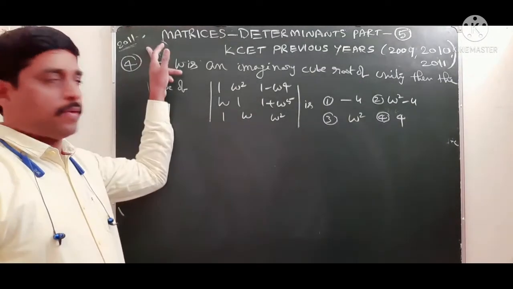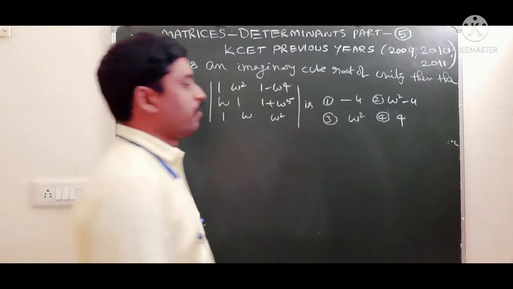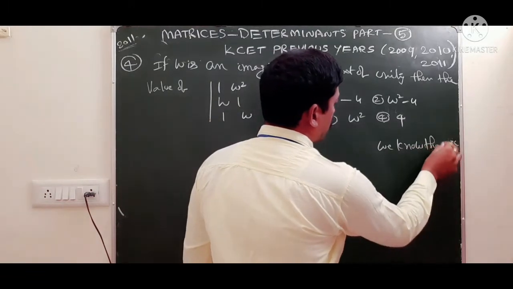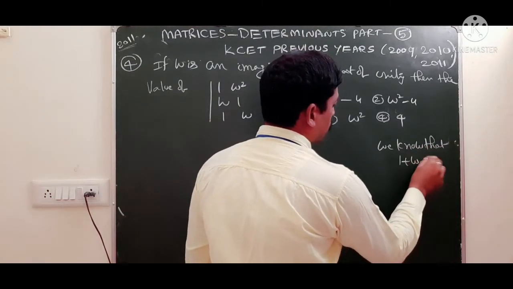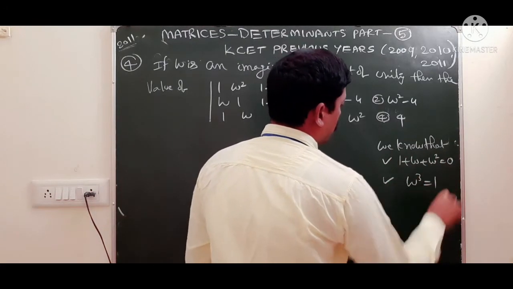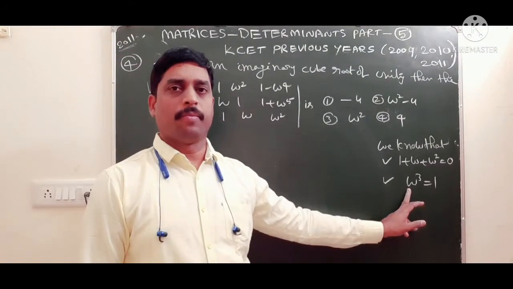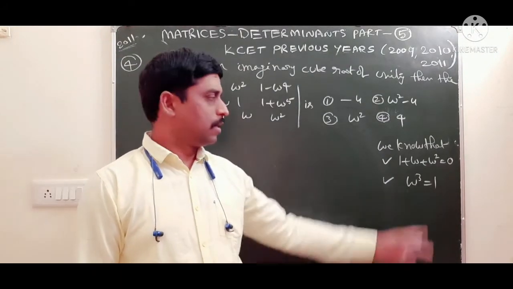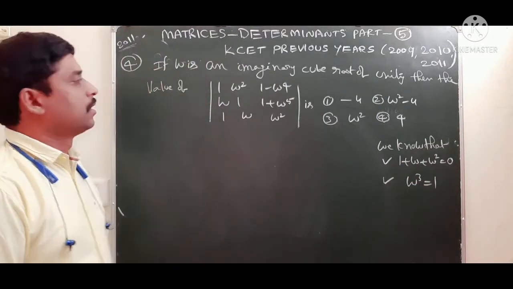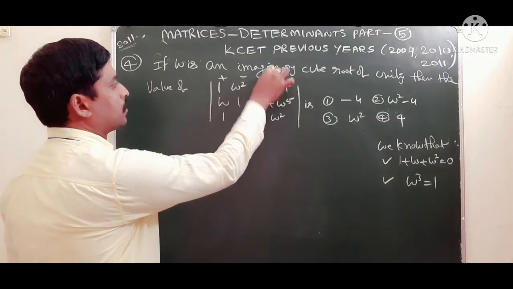This is from 2011. Omega is an imaginary cube root of unity. We know that the sum of roots, 1 plus omega plus omega square, is equal to 0, and the product of roots, 1 into omega into omega square, that is nothing but omega cube. Omega cube is equal to 1. These two formulae are very, very important. Now let us simplify according to that method.